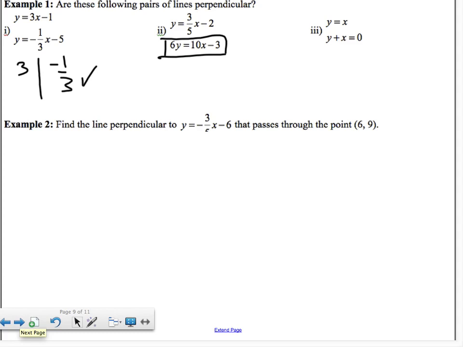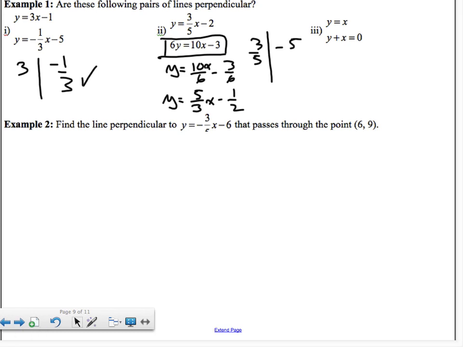Okay, well first let's work that out. y is equal to 10x over 6 minus 3 over 6. So y is equal to 5 over 3 x minus 1/2. Once I simplify it, it has to be negative. So here we need 3/5. The negative reciprocal of that is negative 5 over 3, which is not equal to 5 over 3. So therefore, no. That one's off.